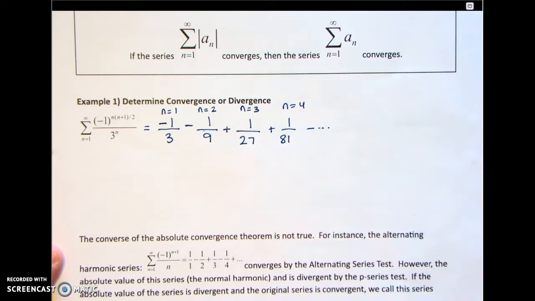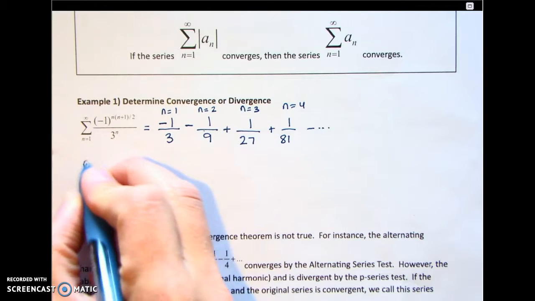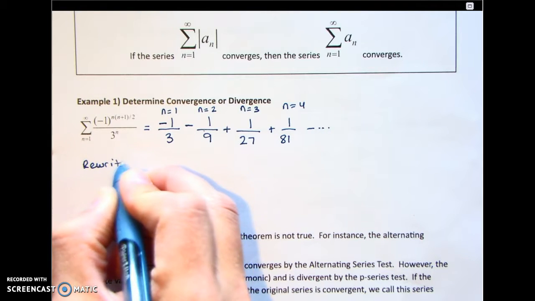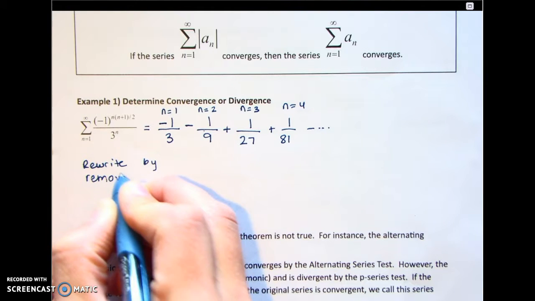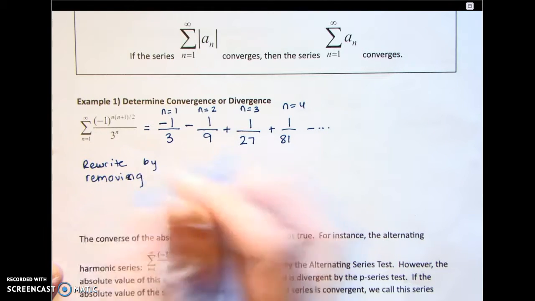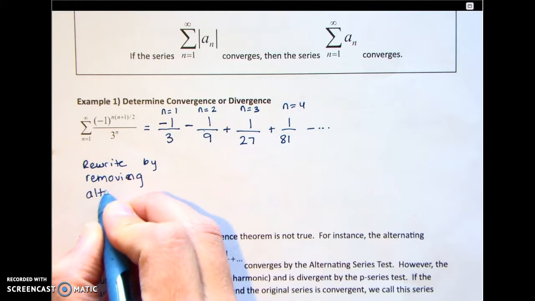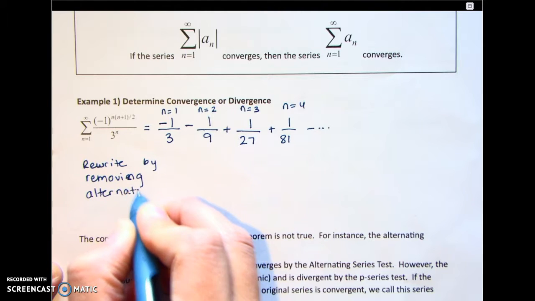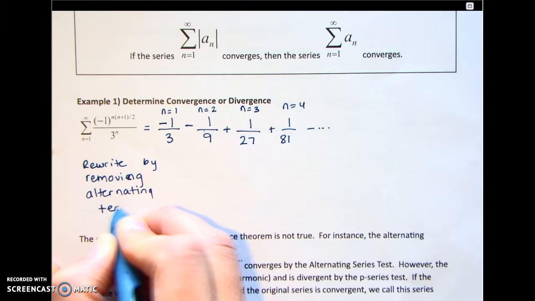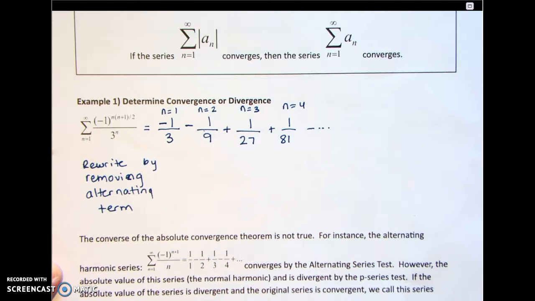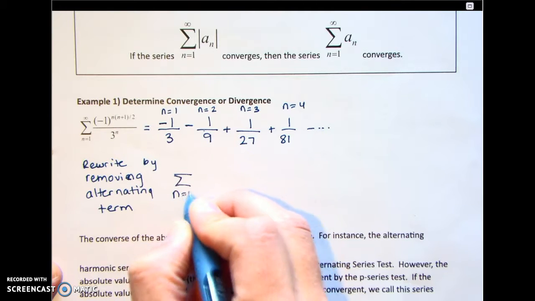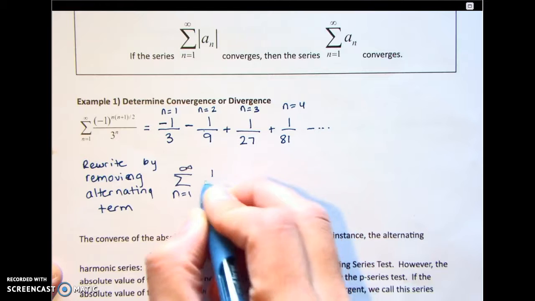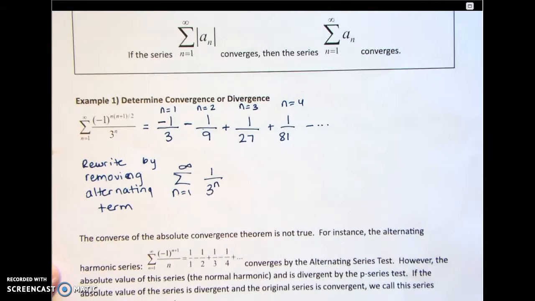Fun, right? All right. So what we're going to do is rewrite this by removing the alternating term. Just take out that whole part that switches. So to rewrite this, it would be the sum from n equals 1 to infinity of 1 over 3 to the n. Wow, that's cute.